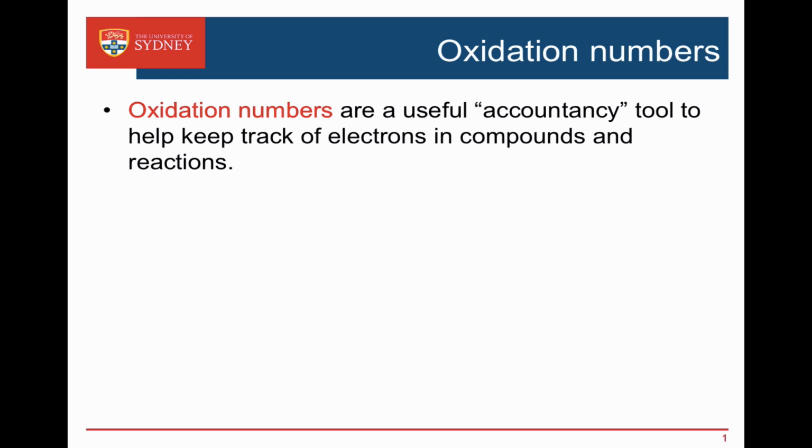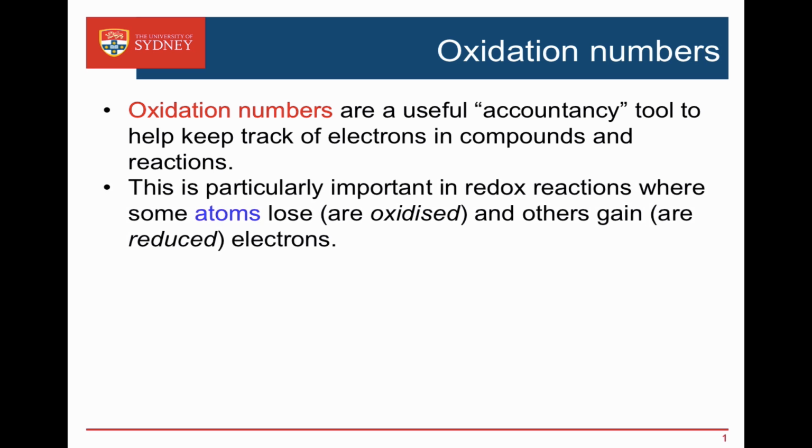In this tutorial, we're going to talk about oxidation numbers. These are sometimes called oxidation states. Oxidation numbers are a really useful way to help keep track of electrons in compounds and reactions, and in particular redox reactions. Where atoms are losing electrons or gaining electrons, it's really good to know what's being oxidized, what's being reduced, how many electrons are flowing.